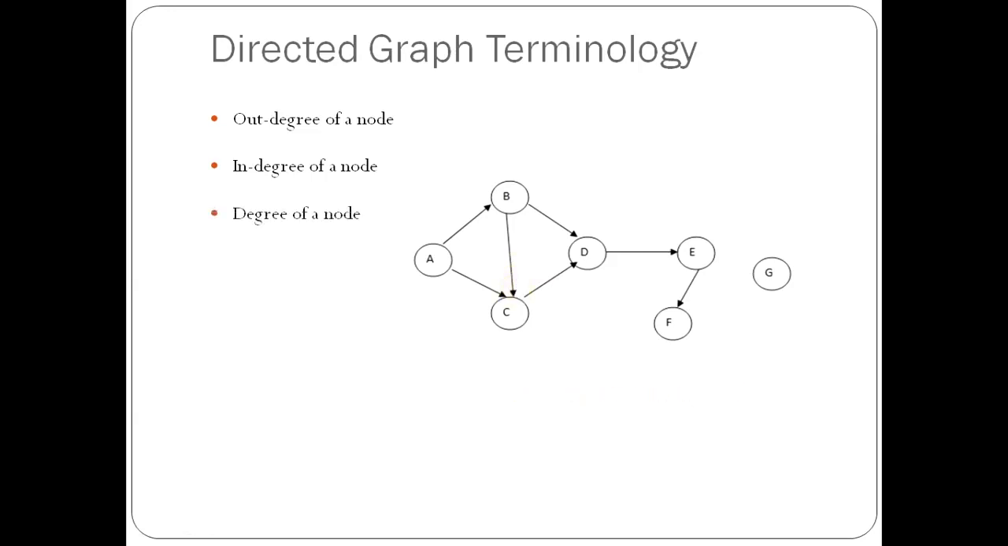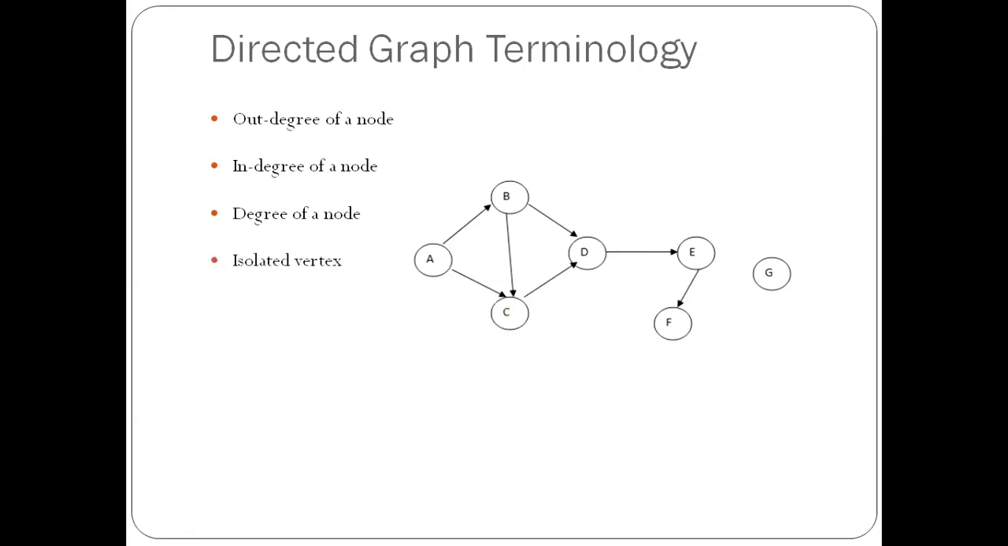The next is the degree of a node C. Now we have already calculated the out degree of node C, which is 1. We also calculated the in degree of node C, which is 2. The overall degree of a node is the in degree plus the out degree. So the overall degree of node C is 2, the in degree of node C, plus 1, the out degree of node C. 2 plus 1 is equal to 3. It means there are a total of 3 edges associated with our given node C.